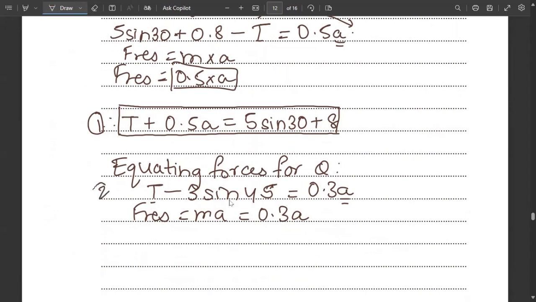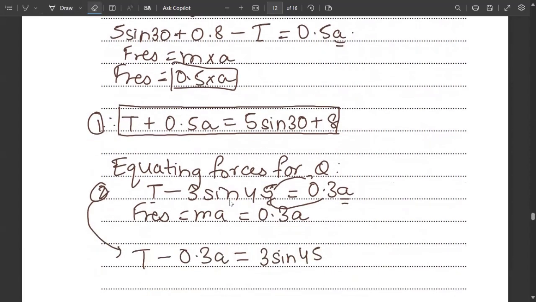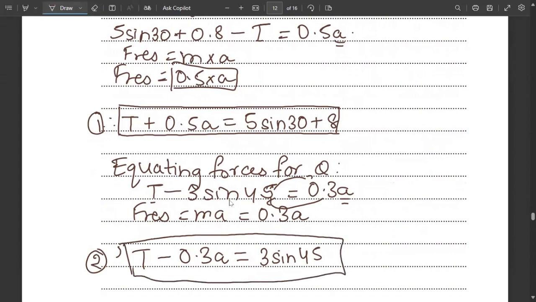So now I have my second equation. Let me rewrite here. T, I will take 0.3a there and 3 sine 45 on the right. So T minus 0.3a will equal 3 sine 45. And because I took 0.5a there, nothing will be negative. So yeah, let's go forward. This is my second equation: T minus 0.3a equals 3 sine 45.